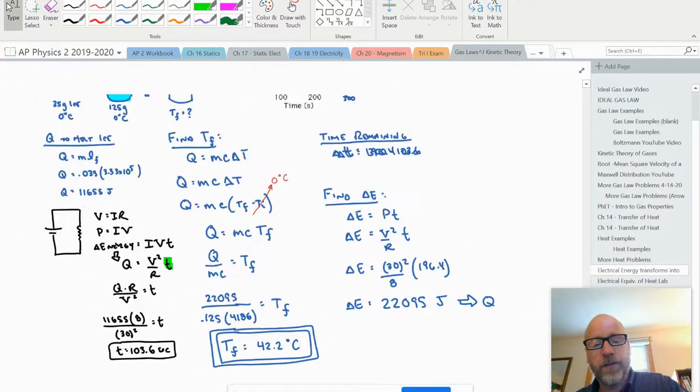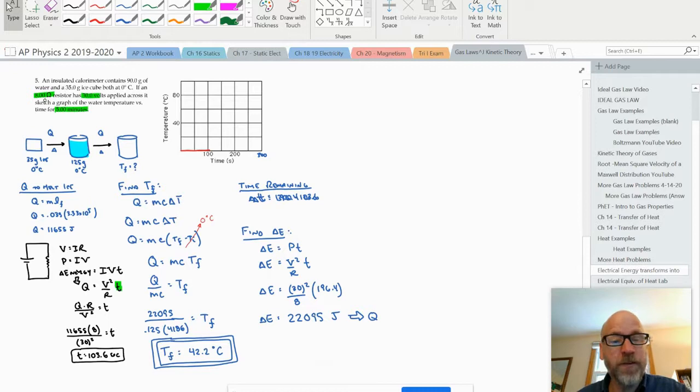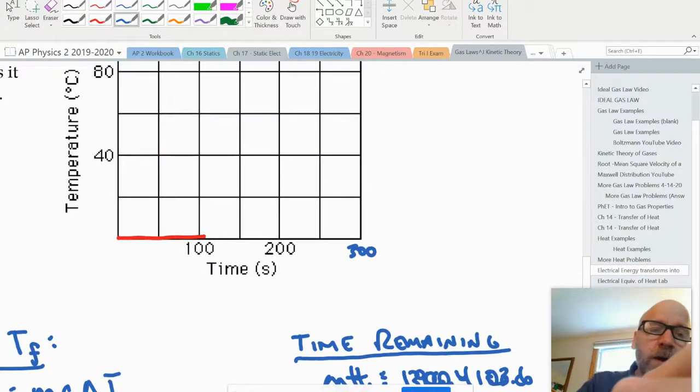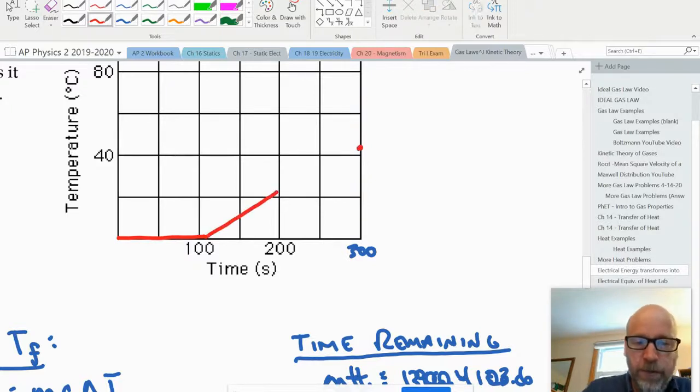42.2 degrees Celsius. Now, for those of you that got that right on your own, that is awesome. So I'm going to go ahead and plot at 300 seconds. We would have 42.3. I'm going to connect that line. It's going to be a beautiful linear line.